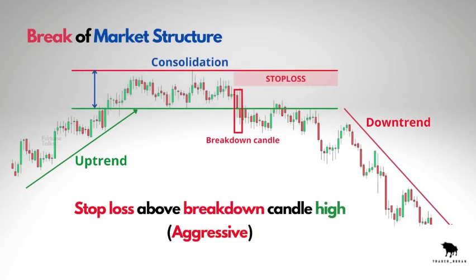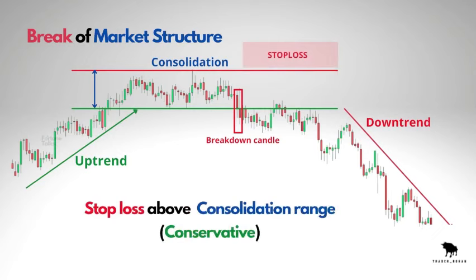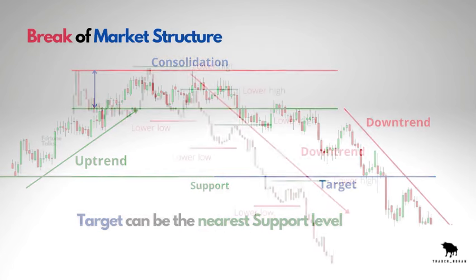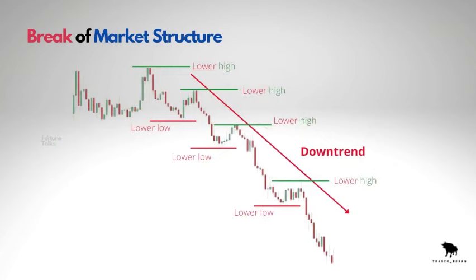In case of a tighter stop loss, you can keep the stop loss above the breakout candle high, and to be much safer and to avoid deep pullbacks, you can even place the stop loss above the consolidation range. The target in this case will be the nearest support level. Now let us consider this in case of a downtrending market. Again, we will apply the break of market structure concept. We can see that during a downtrend, there is a series of lower highs and lower lows.